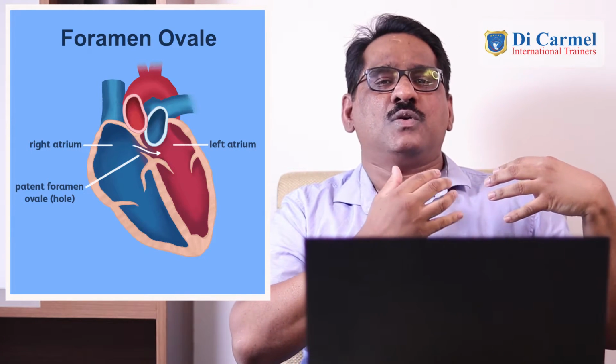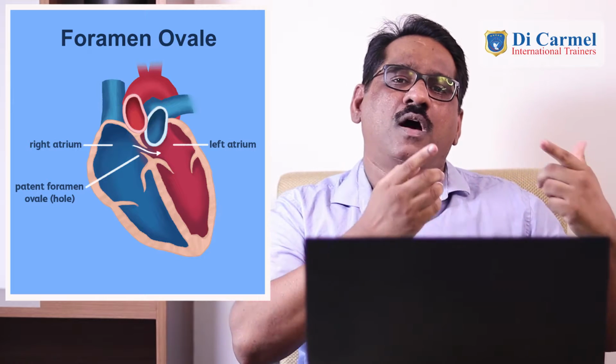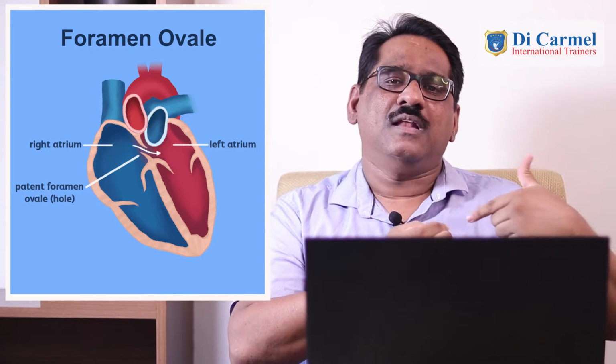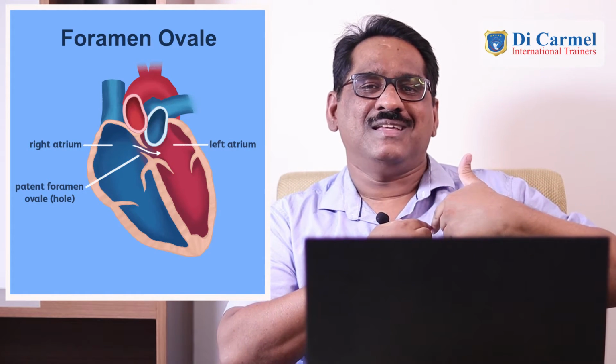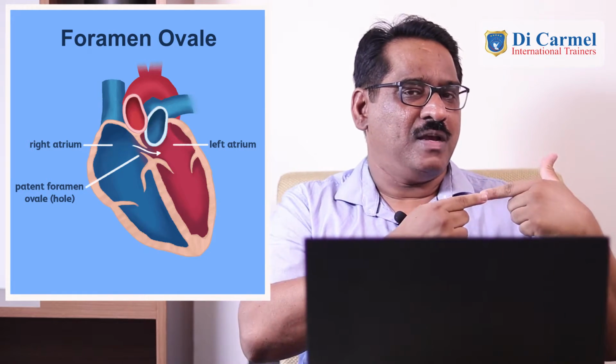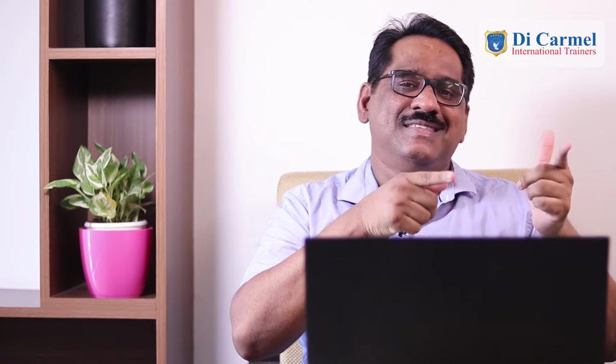So overall, the pressure on the right side is more, and that's why the presence of the foramen ovale causes blood to flow from the right atrium to the left atrium. It doesn't go the other way. It is from right atrium to left atrium. But now with ASD and VSD, when such openings exist, blood is flowing the opposite way.